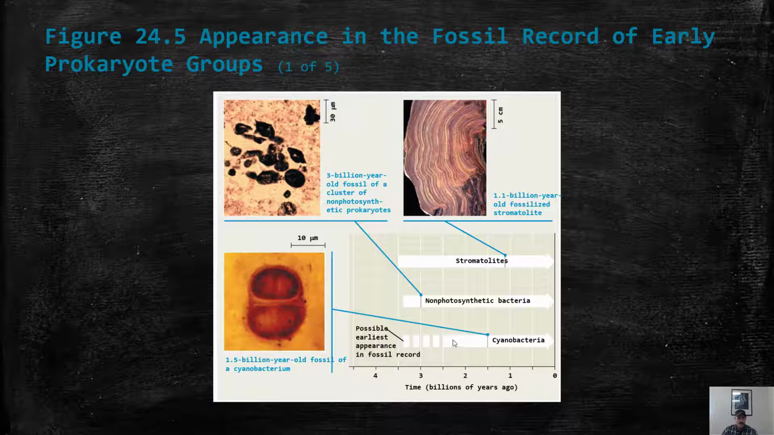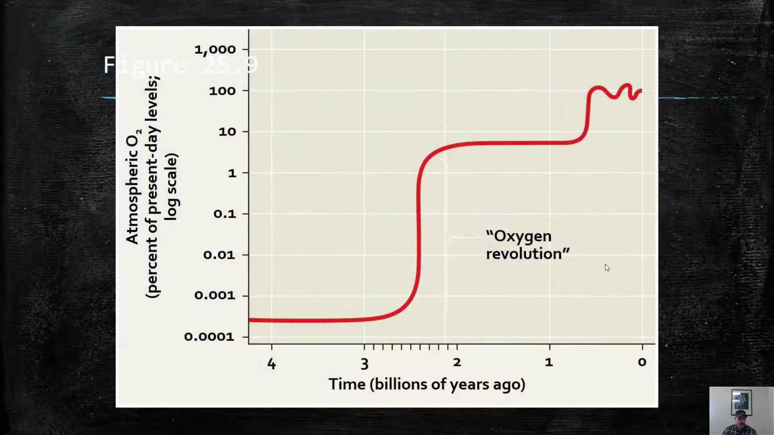So photosynthesis evolves as well shortly after the evolution of the non-photosynthetic bacteria. And what happens is, after the non-photosynthetic bacteria give rise to photosynthetic bacteria, we have what is known as the oxygen revolution, which happens somewhere around 2.5 to 2 billion years ago. That's when the Earth's atmosphere, which was very low in oxygen, has a giant increase in the amount of oxygen on the planet, because, as you might remember, oxygen is a byproduct of photosynthesis.